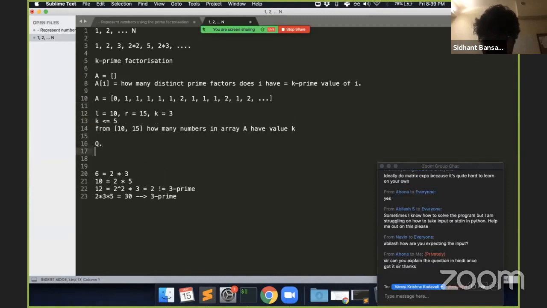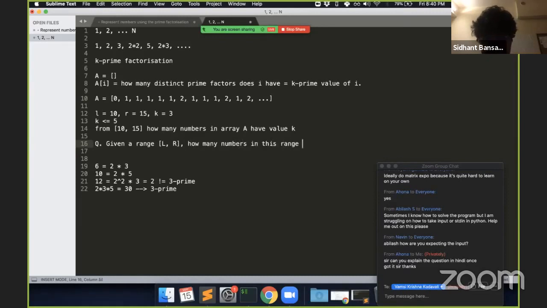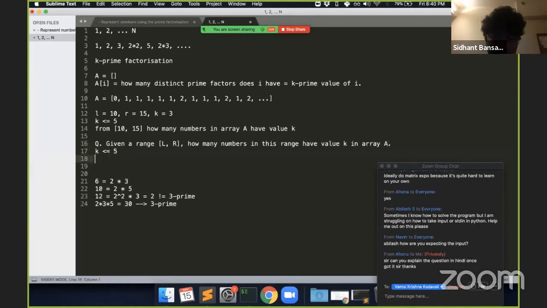So the question reduces to: given a range L to R, how many numbers in this range have value k in array A? K is less than or equal to 5. L and R are pretty big. That's it, that's the question.